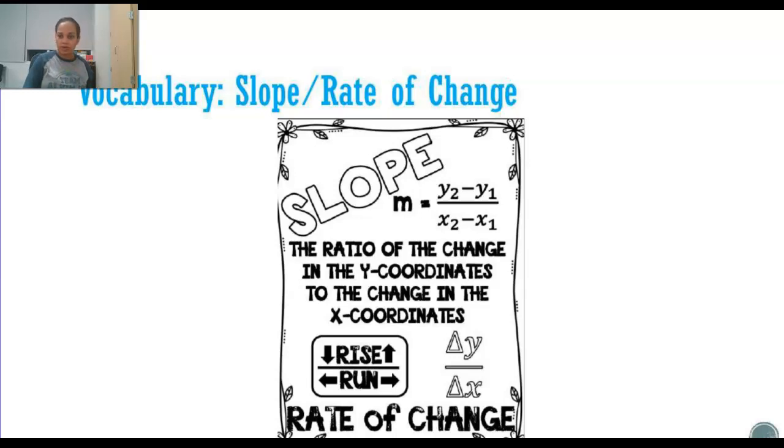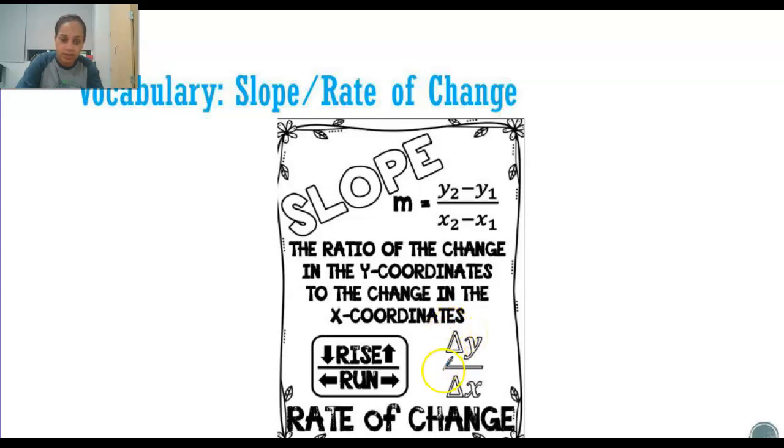Vocabulary: slope and rate of change. Slope is defined by this formula, m equals y2 minus y1 over x2 minus x1. So that's two coordinates or 2 points. The ratio of change in the y coordinates to the ratio of change in the x coordinates, or rise over run. These are many things you might have seen called slope.